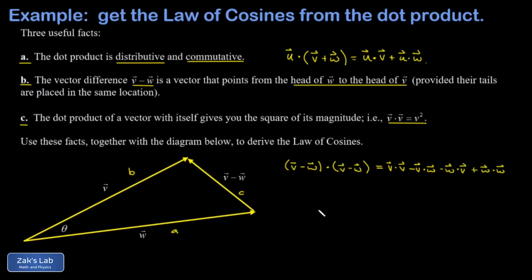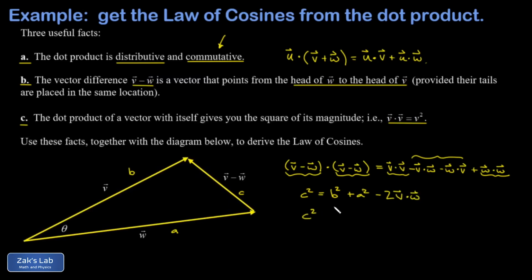Then I can relate all these quantities to a, b, and c. So v minus w dotted into itself is the square of the magnitude of that vector. That's just c squared. V dotted into v, that's the magnitude of the vector v. That's b squared. W dotted into itself, that's a squared. And then I have these two terms in the middle. I have this negative v dot w and then minus w dot v. And this is where I have to use the commutativity of the dot product and say that the dot product works in either order. So I can express both of those as a v dot w, and I end up with a minus 2 v dot w.